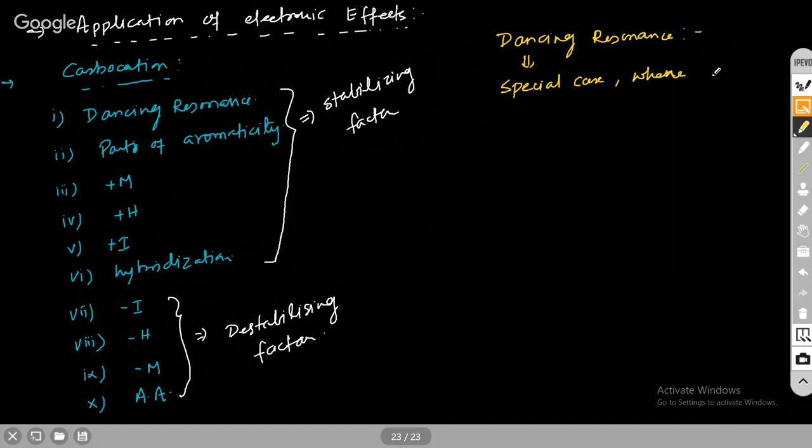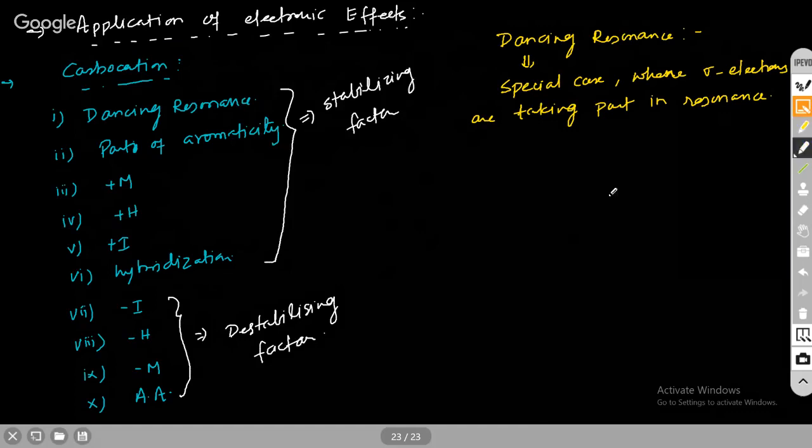where sigma electrons are taking part in resonance. Sigma electrons are taking part in resonance. Remember one thing, in resonance only pi electrons and lone pairs are involved, right? But in this case, sigma electrons are involved.